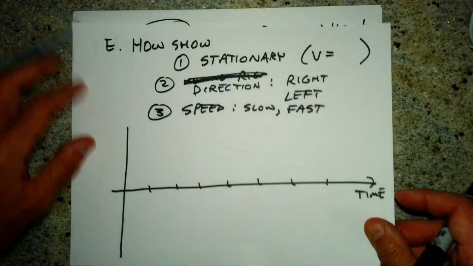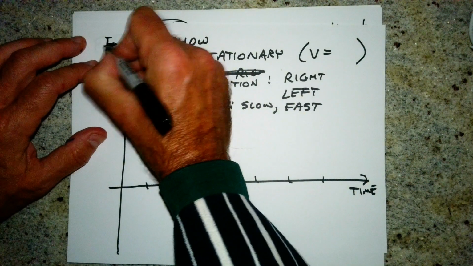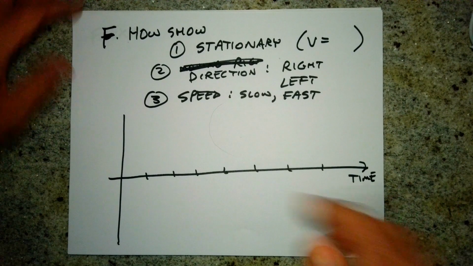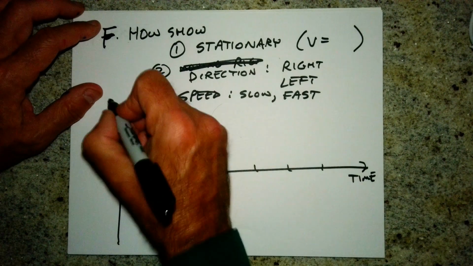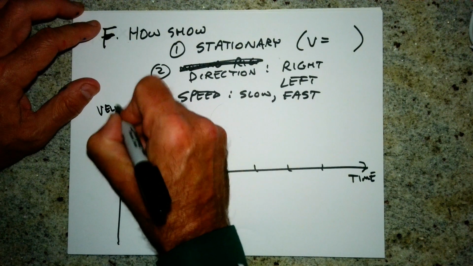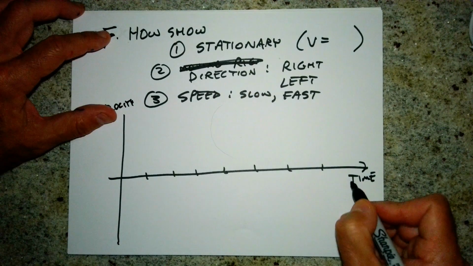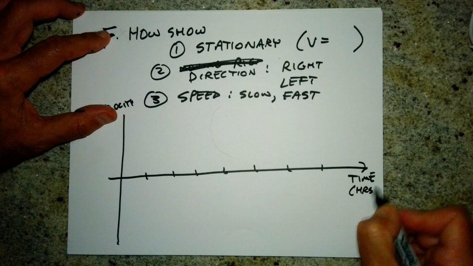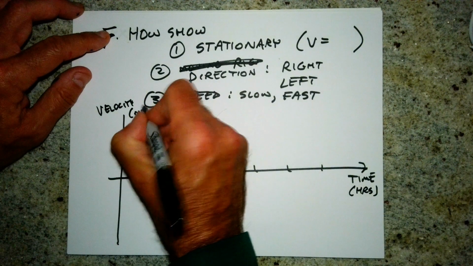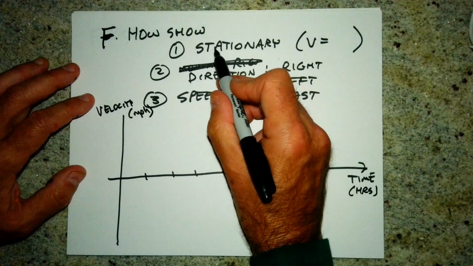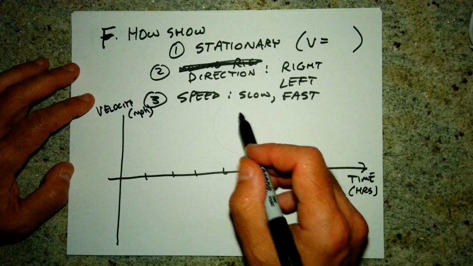Okay. So now we understand what velocity is, and we have these axes. This is v for velocity on the vertical axis. T for time here will make this hours, and this will be miles per hour. Okay, so how are we going to show? We need three things we need to be able to show.